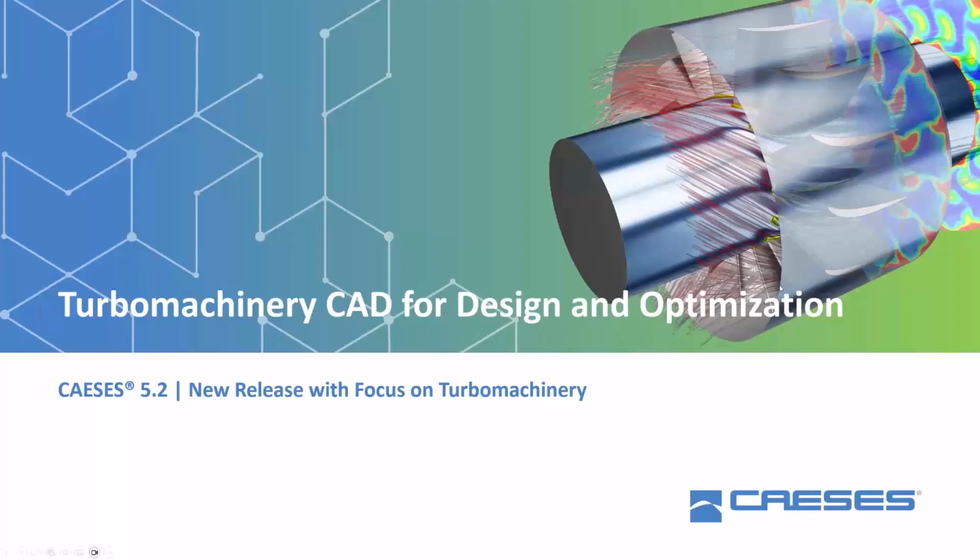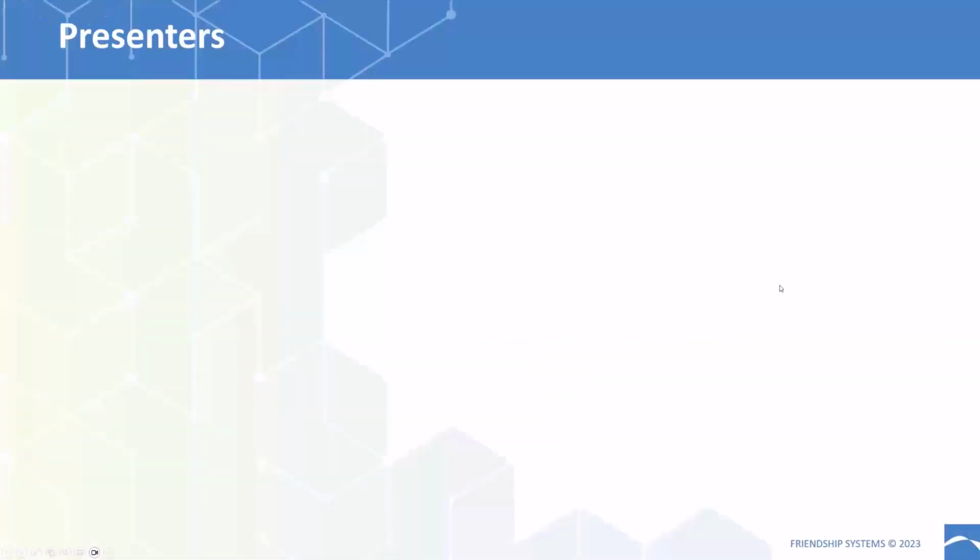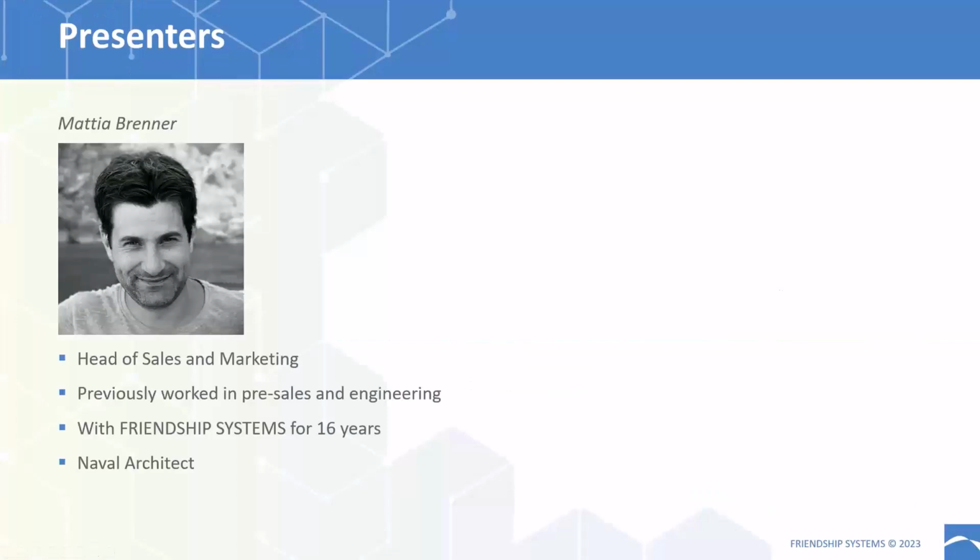Let me introduce myself. My name is Matthias Brenner. I am responsible for sales and marketing here at Friendship Systems. I've been with Friendship Systems for about 16 years now, and I've previously worked in pre-sales and engineering. I'm originally a naval architect, but over the last few years, I've spent most of my time dealing with turbomachinery development of our business in this field and working with our customers in this field.